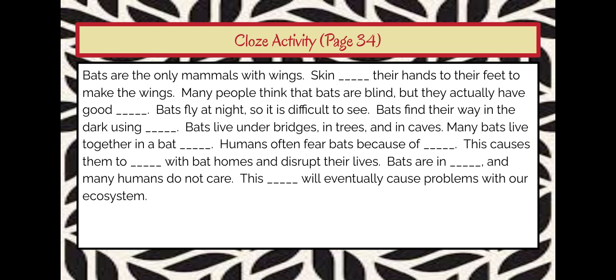Bats live under bridges, in trees, and in caves. Many bats live together in bat blank. Humans often fear bats because of blank. This causes them to blank with bat homes and disrupt their lives. Bats are in blank, and many humans do not care. This blank will eventually cause problems with our ecosystem.